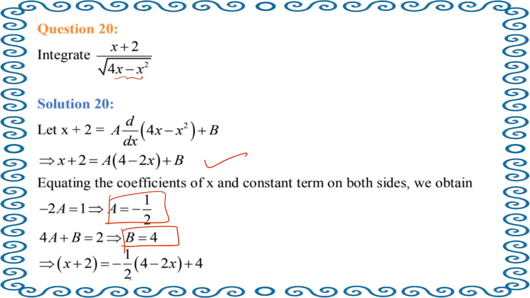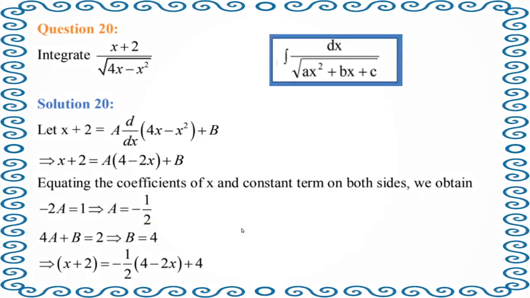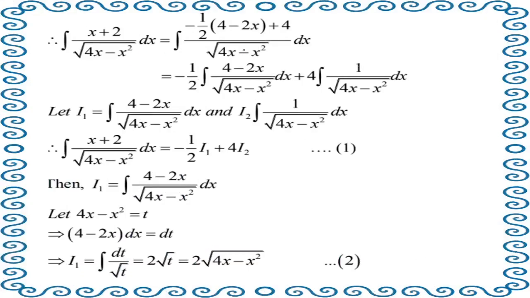And what are we getting? Minus half (4 minus 2x) plus 4. Instead of x plus 2, we will write this thing in the given integral, right? So we'll write it down, then we will split: minus half into (4 minus 2x) upon root of (4x minus x square) plus 4 into this thing. Integral 1, integral 2. So this given integral is equal to minus half I1 plus 4 I2. Let it be equation 1.